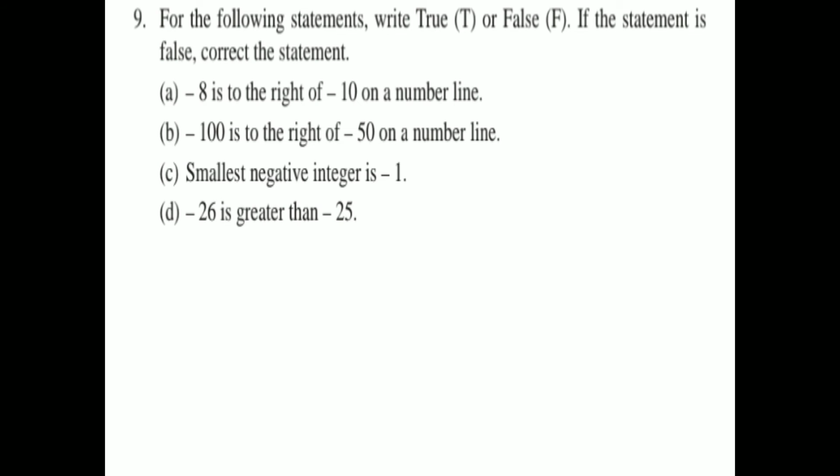Minus 8, firstly tell me, greater or smaller? It is greater. So it will be on the right, because the greater number always comes on the right. So they are saying true. B part, minus 100 is to the right of minus 50 on the number line. So B part answer you have to do in the copy. The answer is false. Why?